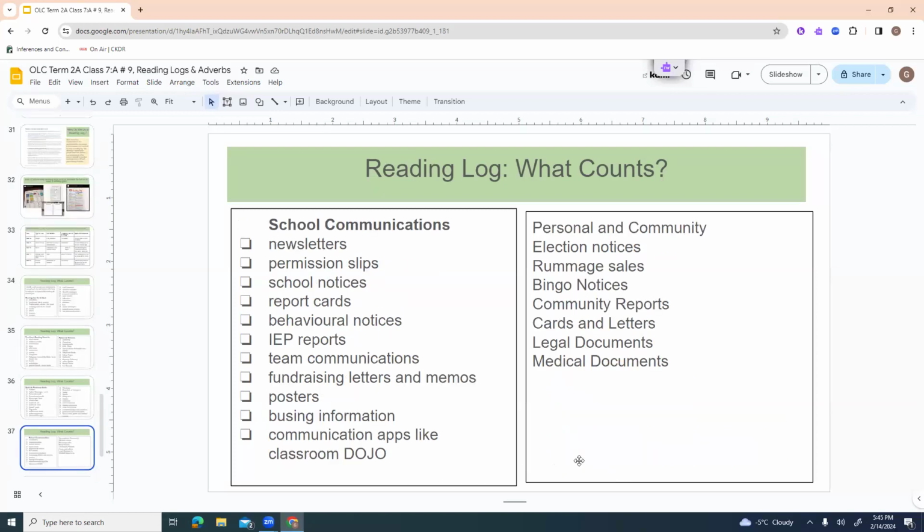School communications. If you're a parent, you might be getting school communications from your children, from your teachers, from whoever. If you're a student at school, we might be sending you things. So things like newsletters, permission slips, school notices, report cards, behavioral notices, IEP reports, team communications, fundraising letters and memos, posters, busing information, communication apps like Classroom Dojo, personal and community, things like election notices, rummage sales, bingo notices, community reports, cards and letters, legal documents, and medical documents. Those are all different types of reading you might do.